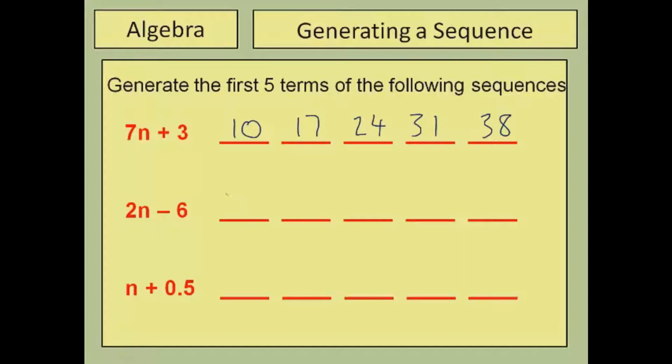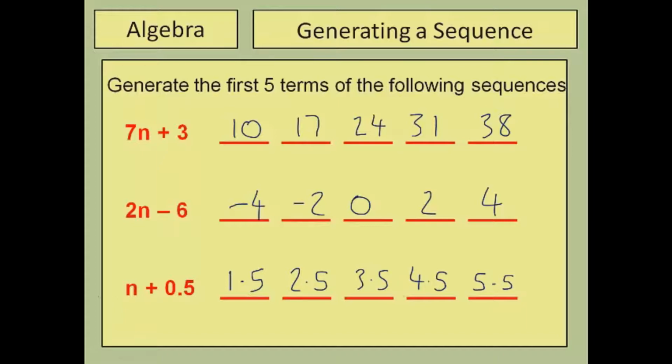for it. In this next one, your first term is minus 4, then minus 2, then 0, then 2, and then 4. And for this last question, the sequence goes 1.5, 2.5, 3.5, 4.5, and 5.5.